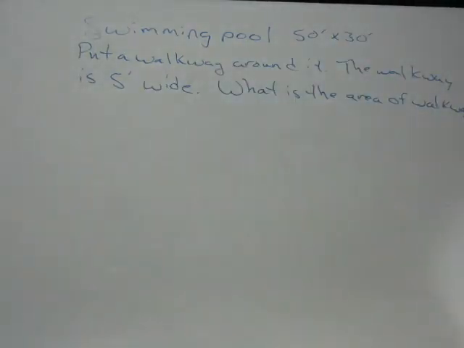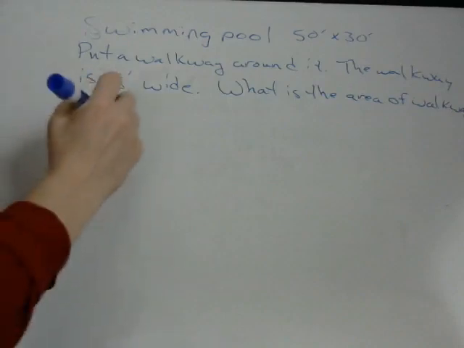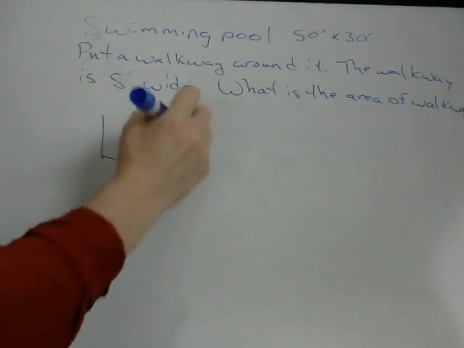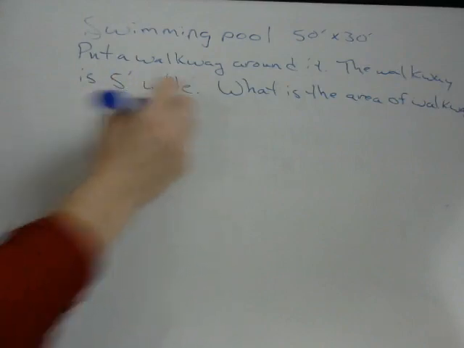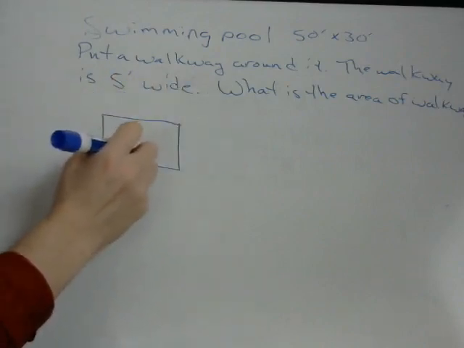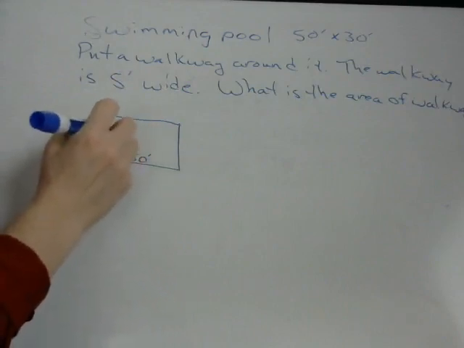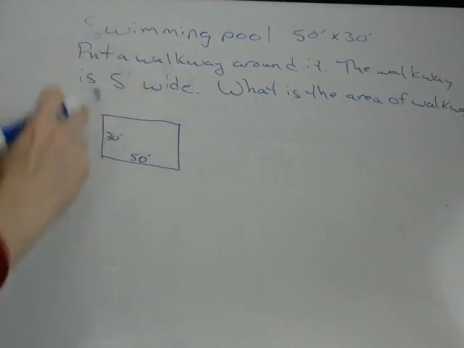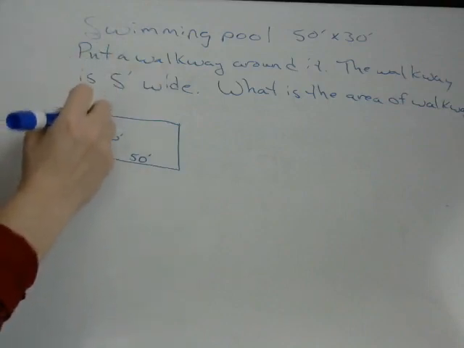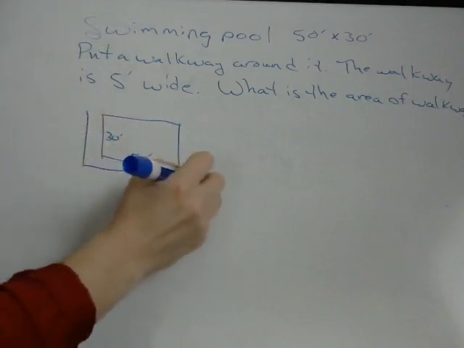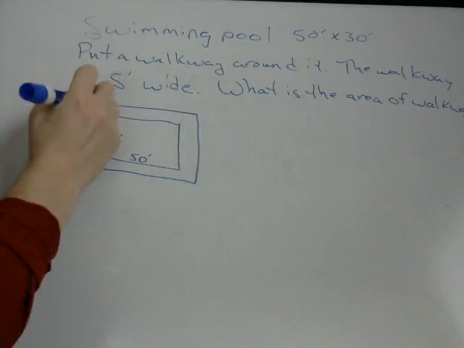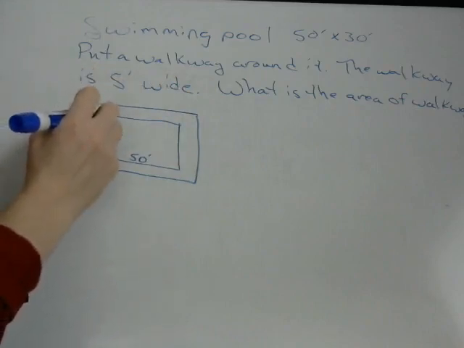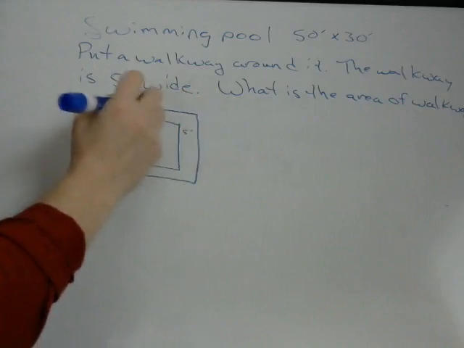So obviously this is an area problem, so it's always good to draw things out if you can. So here's our swimming pool. It is 50 feet by 30 feet. So 50 feet in length, 30 feet in width. You're going to put a walkway around it. So around the outside you're going to put a sidewalk. And the sidewalk is going to be 5 feet wide. So we're going to draw the sidewalk. And this is 5 feet on each side.